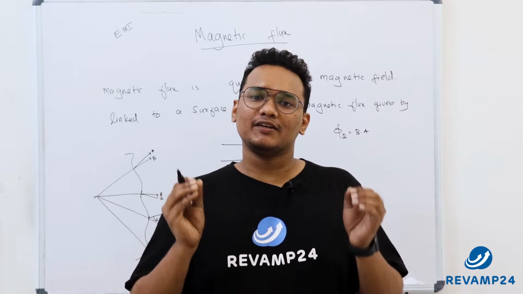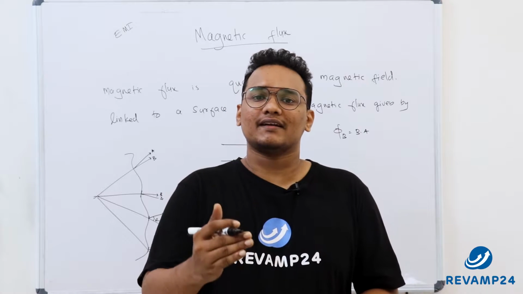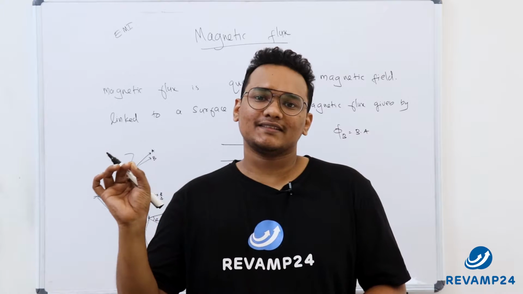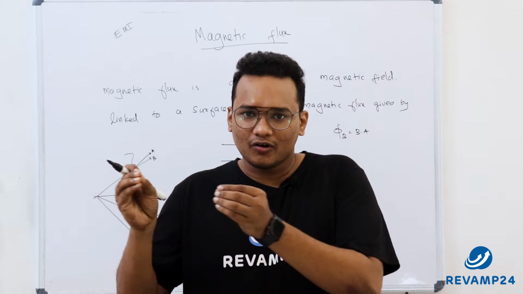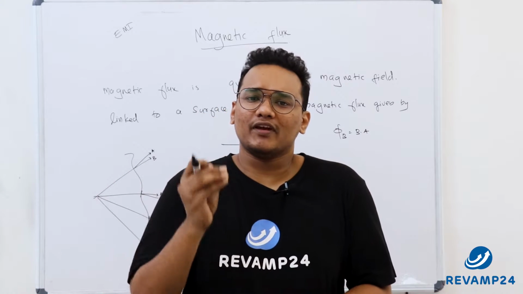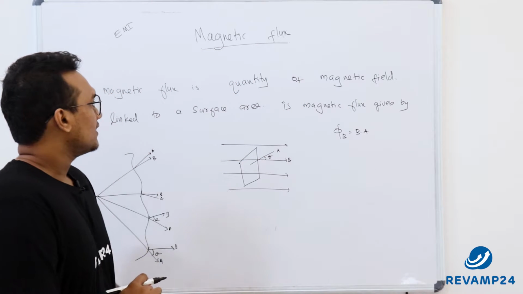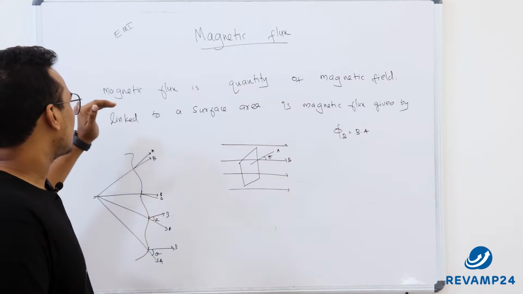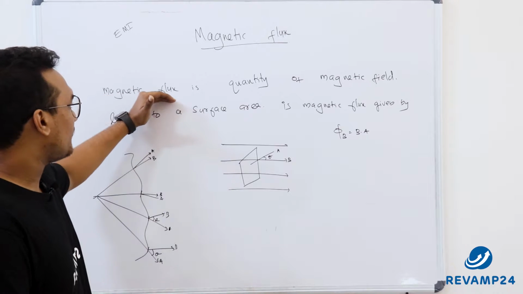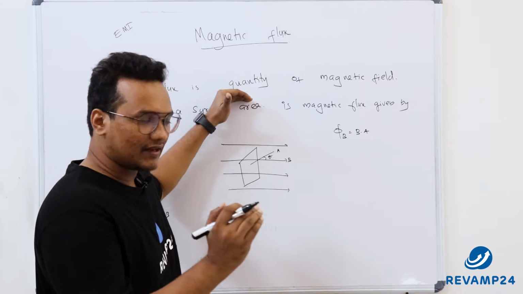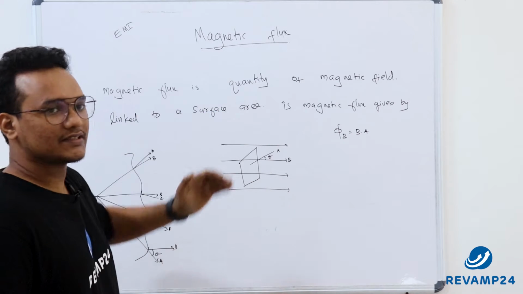We are going to start a new chapter, which is electromagnetic induction. In short, we can call it EMI. Now, before going into the topic, you need to be very clear with the concept called magnetic flux. The definition goes like this: magnetic flux is the quantity of magnetic field lines linked to a surface area.